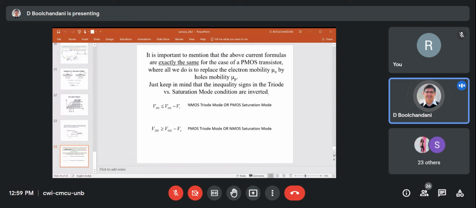And it is important to mention that the above current formulas are exactly the same for the case of a PMOS transistor, where all we do is replace the electron mobility by hole mobility. And we have to keep in mind that the inequality signs in triode versus saturation are inverted. So VDS less than VGS minus VT means NMOS is in triode region, or PMOS is in saturation mode. If VDS is greater than VGS minus VT, that means PMOS is in triode mode or NMOS is in saturation.